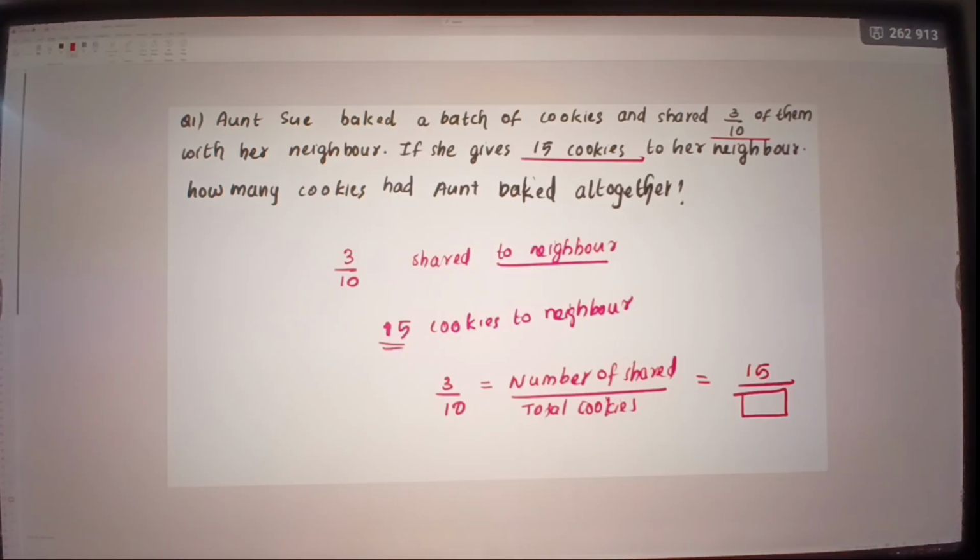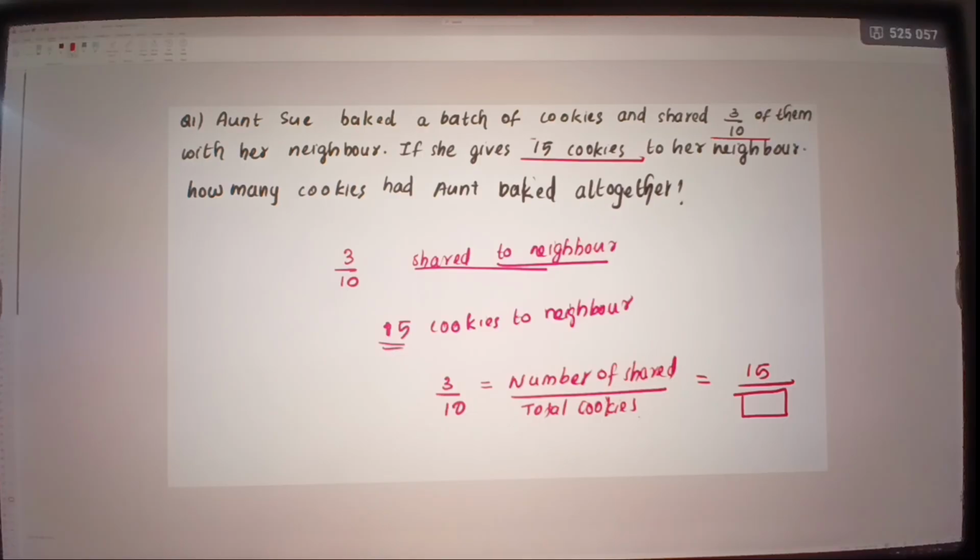So you want to make an equivalent fraction from the question given. What is given in the question? 3 out of 10. 3 out of 10 shared with a neighbor, what does that mean? The numerator shows the number of cookies she shared. That is what they shared to the neighbor. So 3 shows the number of cookies she shared. 10 shows the total cookies she made.